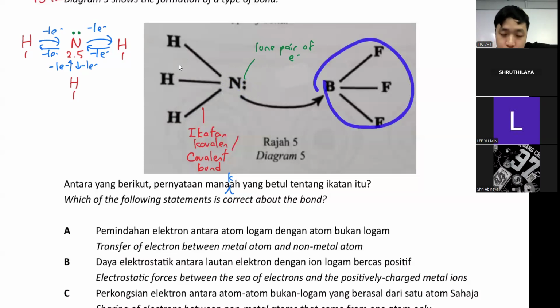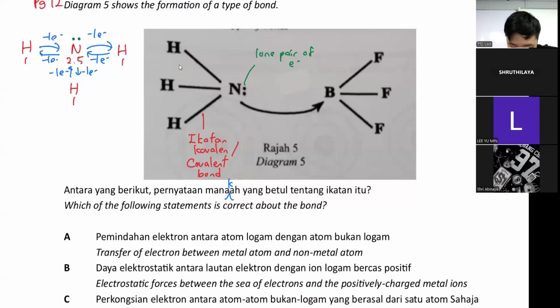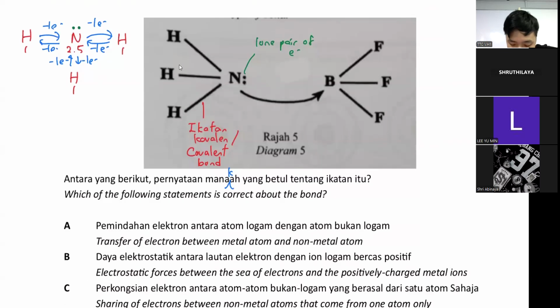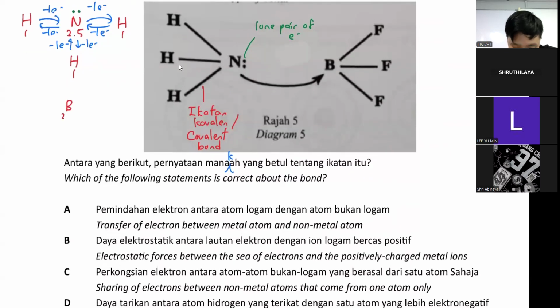But BF3 is a different story. In BF3, B is 2.3, boron, and F is 2.7. Again, F needs 1 more to become full, boron needs 5 more to become full. Actually, boron is a non-metal, or semi-metal, I forgot already. But it's non-metal. Normally, it will share electrons, not donate electrons. So in this case, B shares 1 electron to F, and F shares 1 electron.